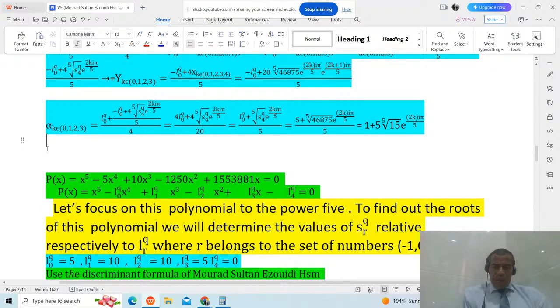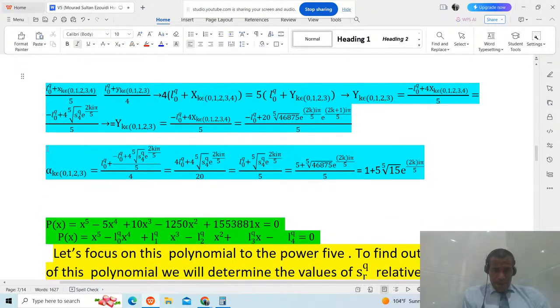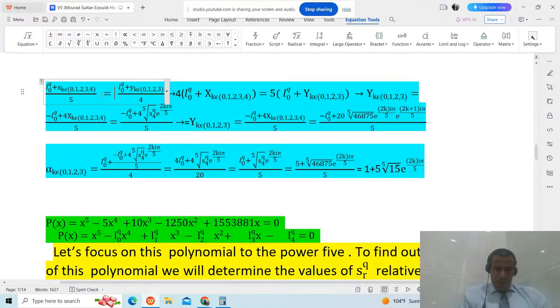Okay. Now what comes here? So this is the relationship between the polynomials of power 4 and 5. We are told that x0 cubed plus xk from 0 to 4 over 5 equals x0 cubed plus yk from 0 to 3 over 4. Then cross multiplying.